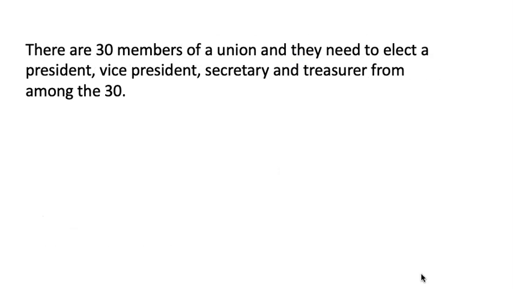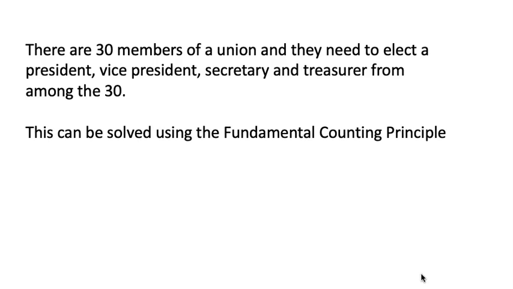So here we go. There are 30 members of a union, and they need to elect a president, a vice president, a secretary, and a treasurer. So we're ordering 4 people from a total of 30. Being selected president is not the same as being selected secretary. Let's assume they select the president first, then the vice president, then the secretary, then the treasurer. So how many different ways can we do this?